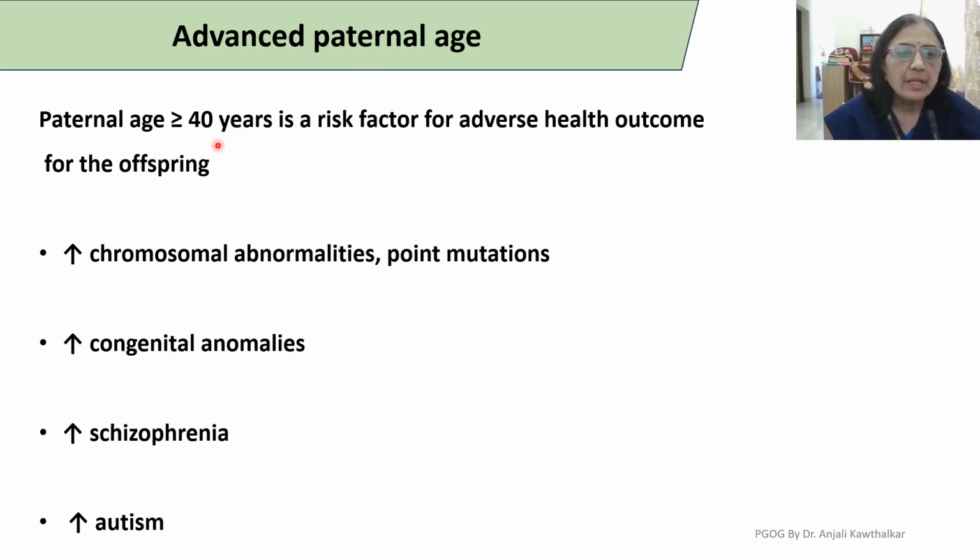Whenever the paternal age is greater than or equal to 40 years, it is considered a risk factor for adverse health outcomes for offspring, and this also needs to be included whenever we are counseling a couple with infertility. There is increased risk of chromosomal abnormalities, point mutations, congenital anomalies, schizophrenia, and autism. So that should also be included whenever we are counseling a couple.